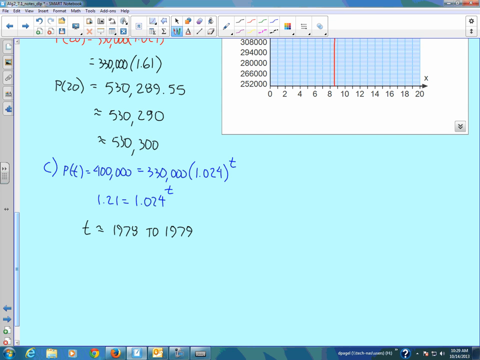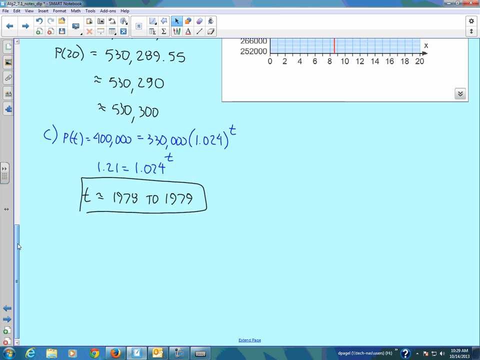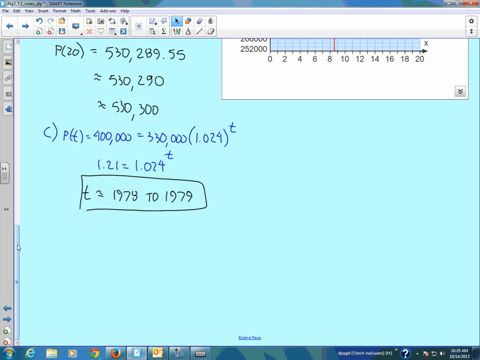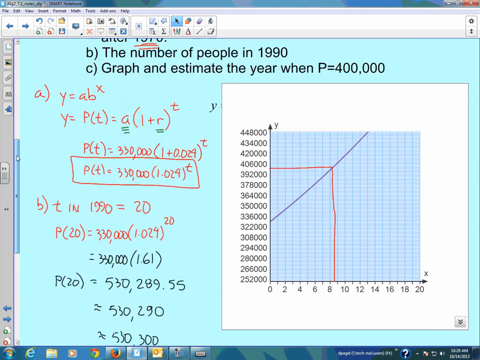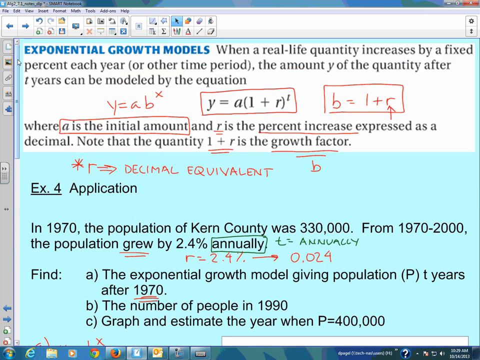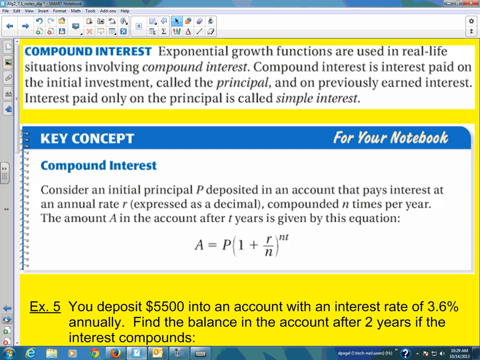We're going to come up with a better way later on to find that number. If I were to plug into my calculator, let's test it. Let's try what 1.024 to the 8th power is. 1.2808. So that's pretty close to 1.21. So I can say probably in 1978, somewhere in that year, is where I'll reach 400,000 people. All right, so we'll look forward to logarithms, which gives us an easier way of calculating that.